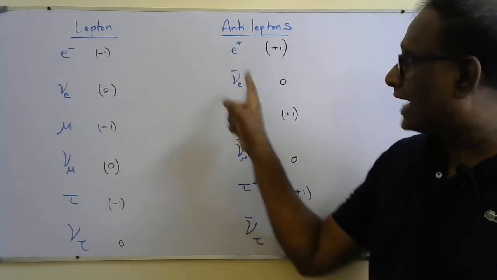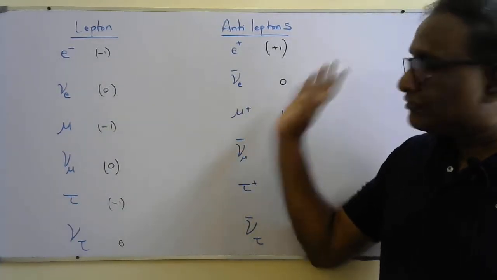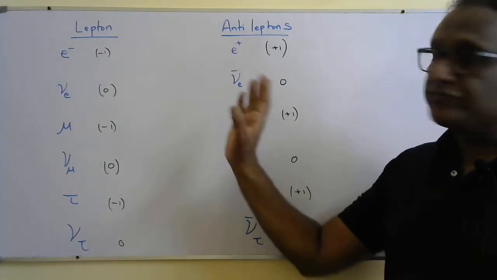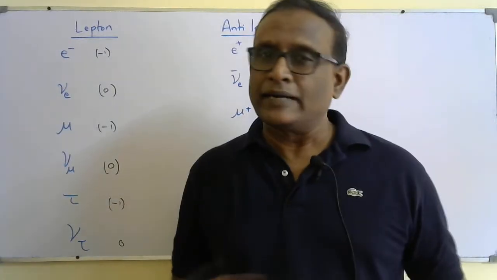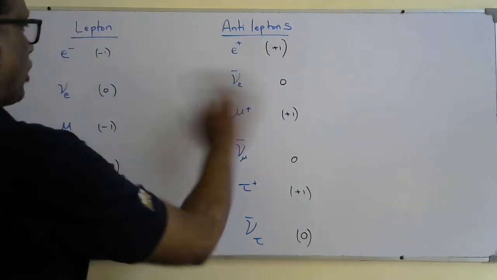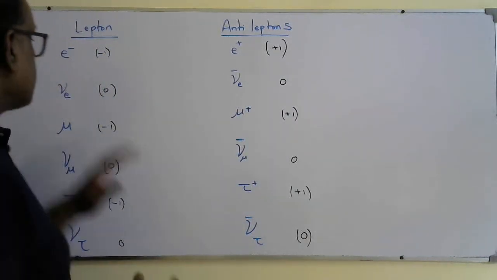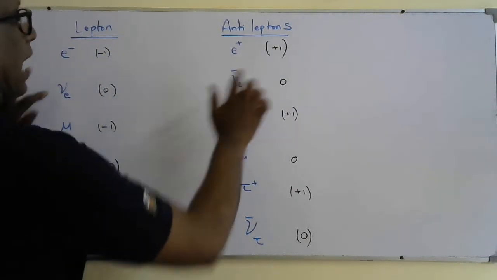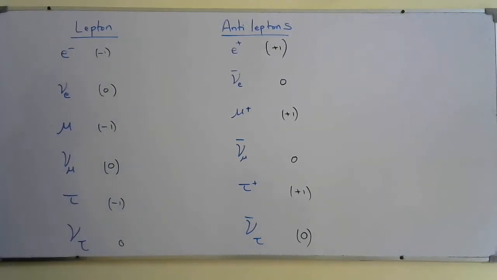Their charges are 0, but they have antiparticles also. The electron neutrino has an anti-electron neutrino, but it's a fundamental particle. So how will they differ? Their spin quantum number becomes opposite. We don't need that, but anyway, in terms of spin, they become opposite type. So that's the reason the electron neutrino has an anti-electron neutrino also.